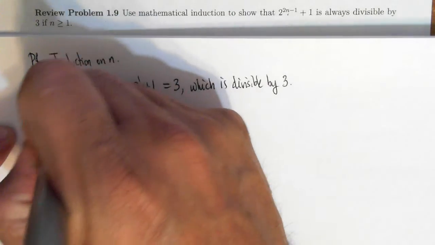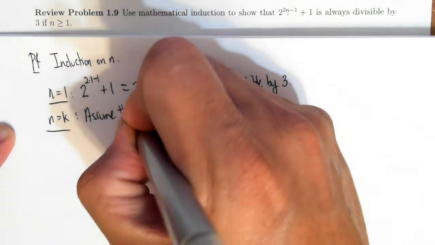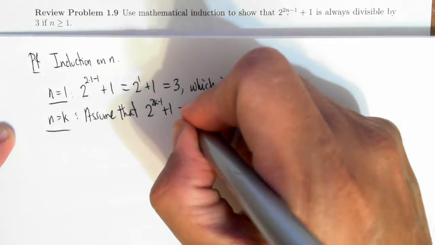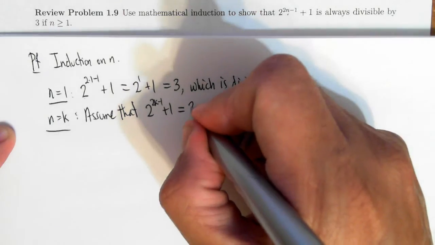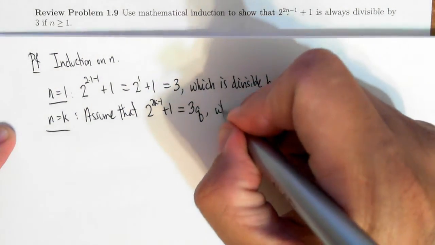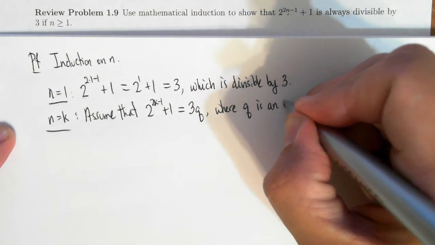n equals k. So we now assume that 2 to the 2k minus 1, plus 1, is divisible by 3. So that means I can write that as 3 times some q, where this q that I've defined is an integer.